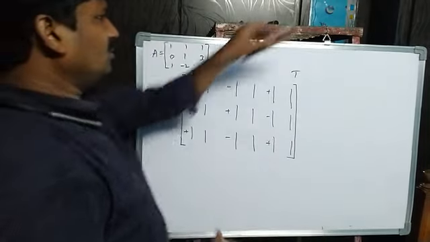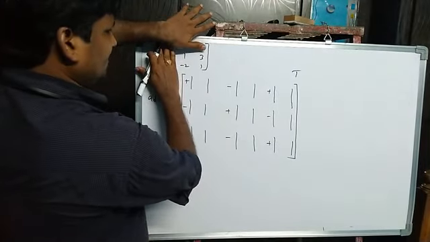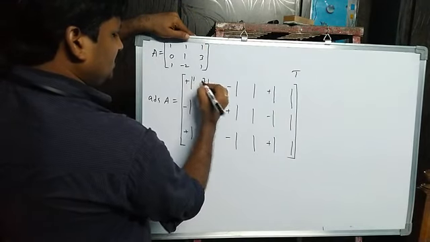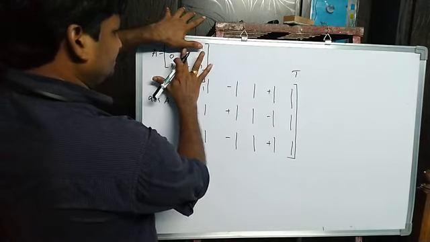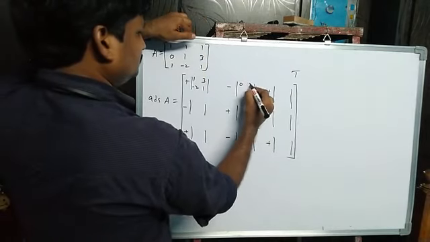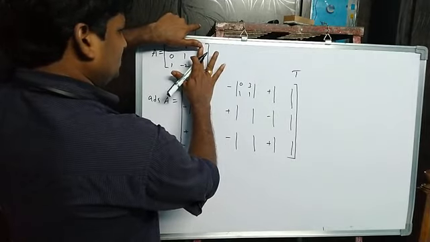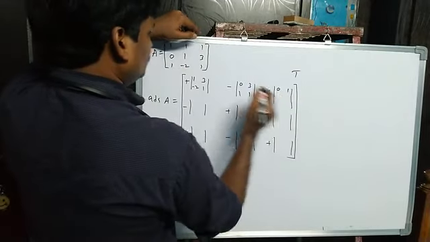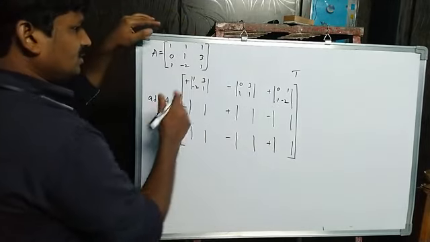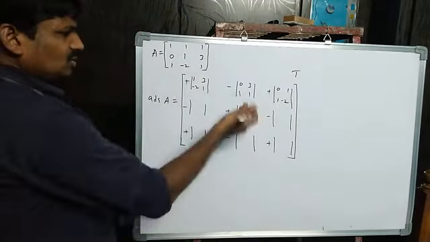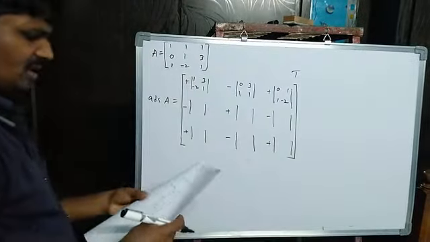So write 1 by 1 for 1: the determinant 1, 3, minus 2, 1. For the next, 0, 3, 1, 1, for the first row. Then 0, 1, 1, minus 2. Like this manner you have to write, so you can write them yourself. I will give it directly here, I already solved this question.